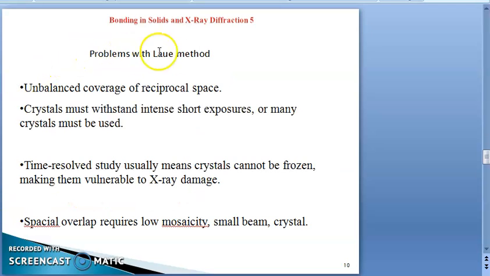Then what are the problems with Laue method? Unbalanced coverage of reciprocal space. Crystals must withstand intense short exposures or many crystals must be used. Time resolved study means crystals cannot be frozen, making them vulnerable to X-ray damage. Spatial overlap requires low mosaicity small beam crystals.